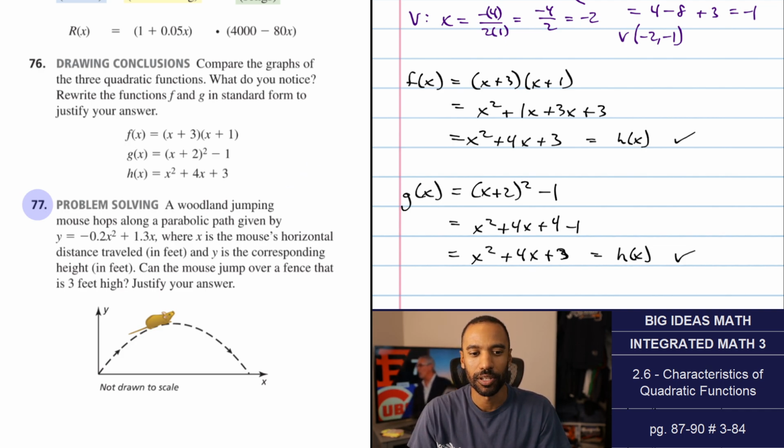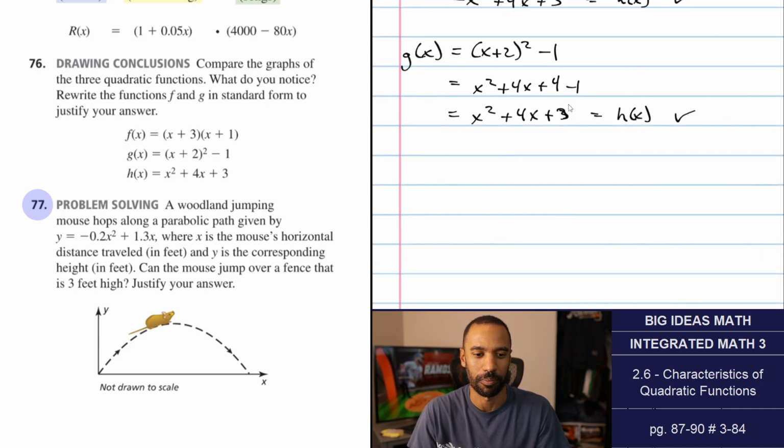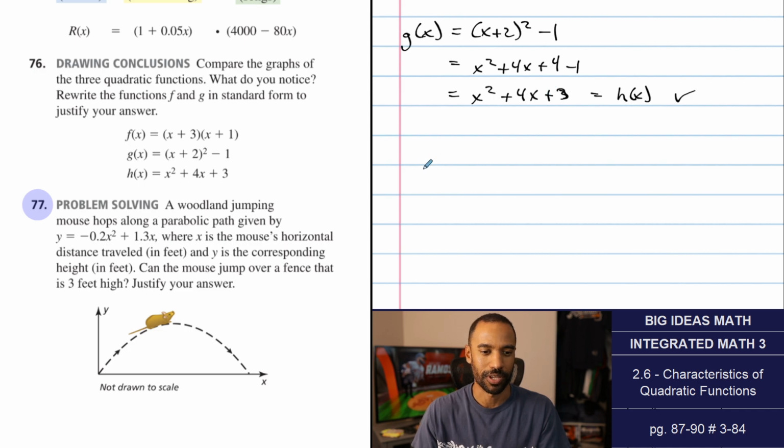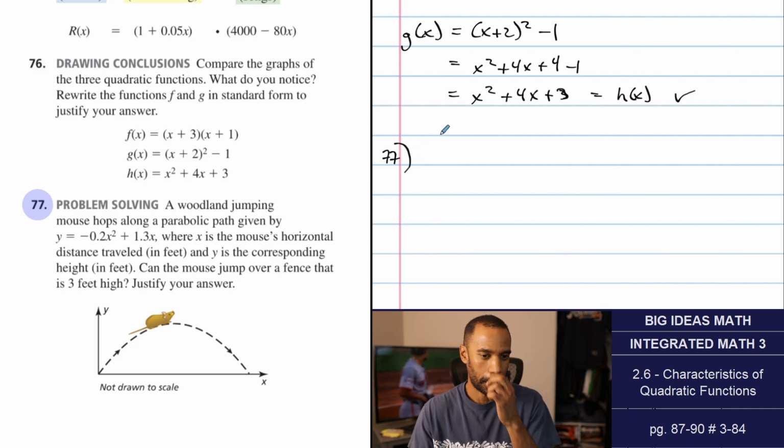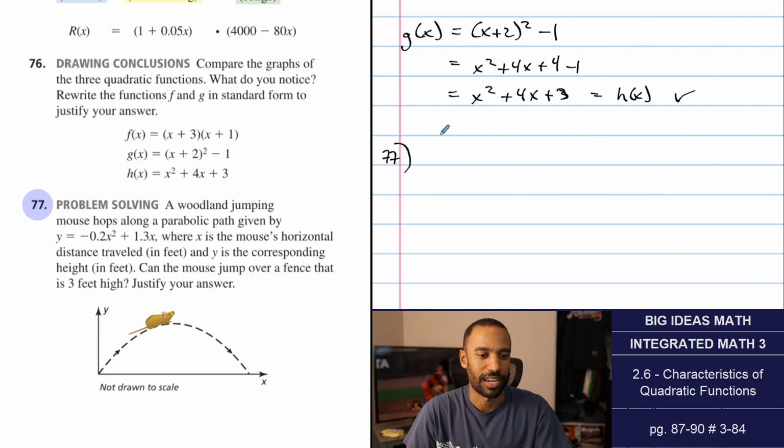A woodland jumping mouse hops along a parabolic path given by y equals negative 0.2x squared plus 1.3x, where x is the mouse's horizontal distance traveled in feet, and y is the corresponding height distance. It might be traveling pretty far here. It's a pretty freaky mouse. Can the mouse jump over a fence that is 3 feet high?